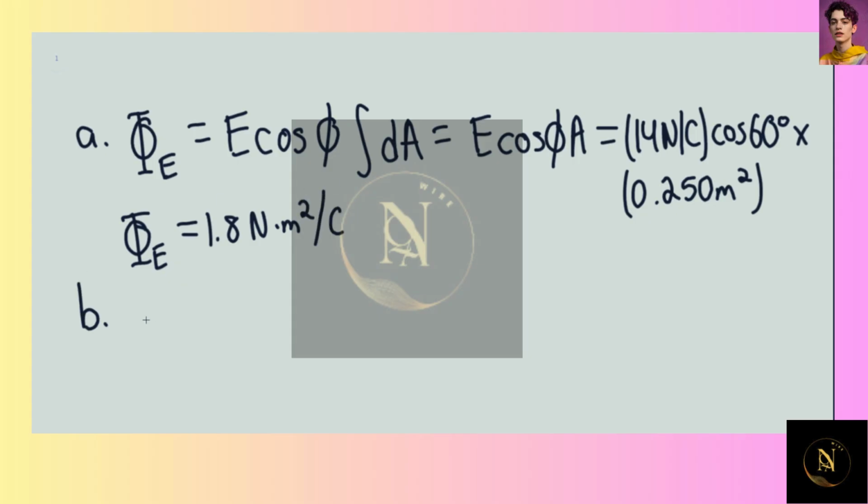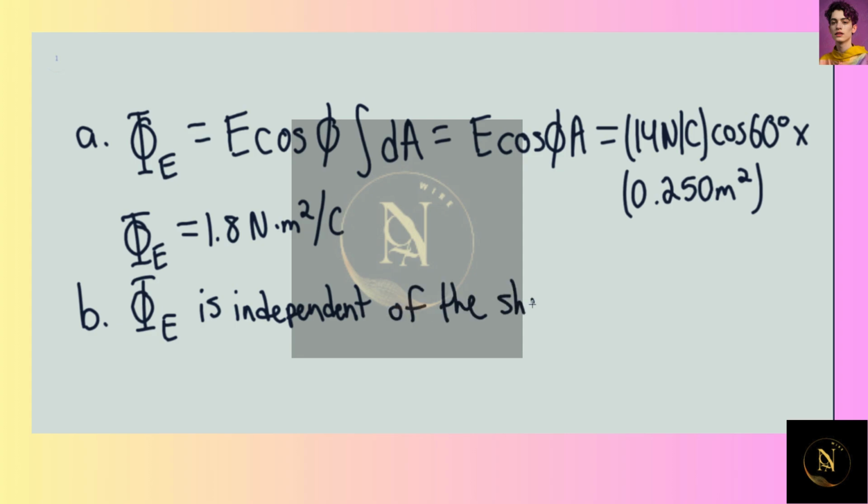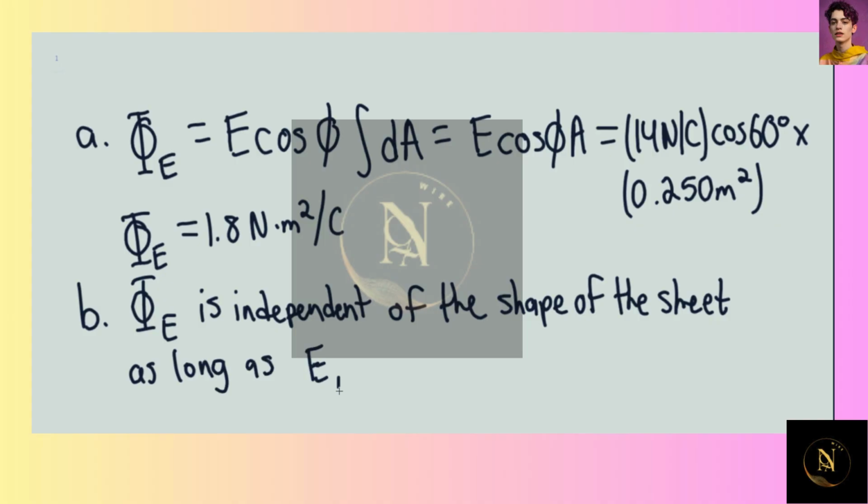For part B, we know that the electric flux is independent of the shape of the sheet, as long as the magnitude of the electric field and the angle are constant at all points.